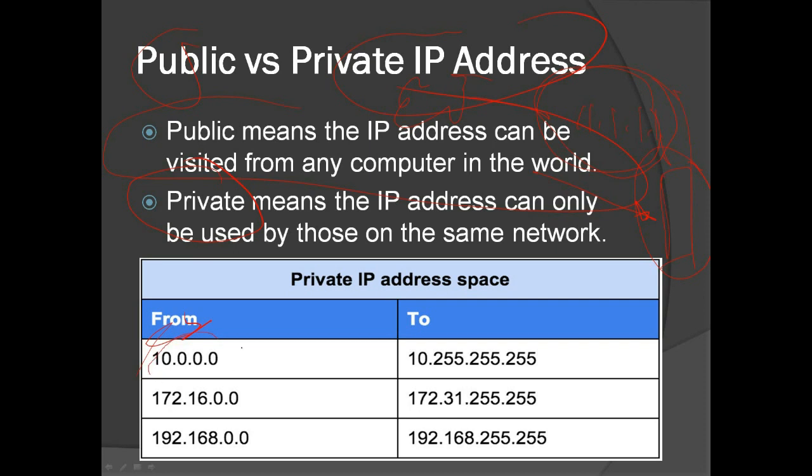So 10.0.0.0 to 10.255.255.255 is class A, 172.16.0.0 to 172.31.255.255 is class B, and for class C, 192.168.0.0 to 192.168.255.255. These are considered to be private IP addresses, and they can never be used as public IP addresses. Okay? So these are assigned specifically for private IP addressing.